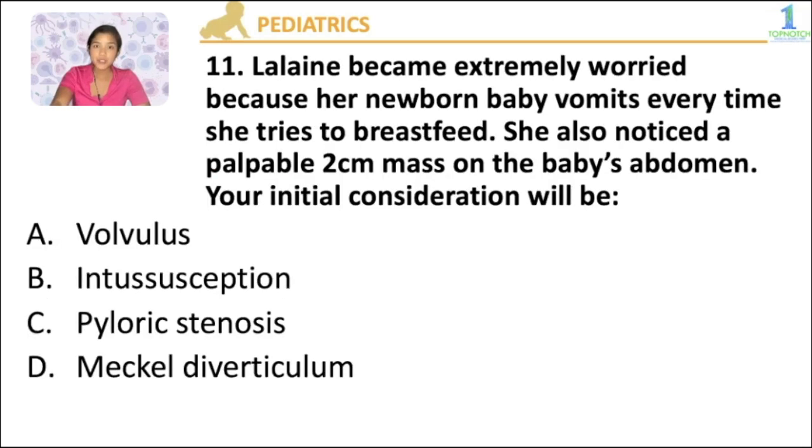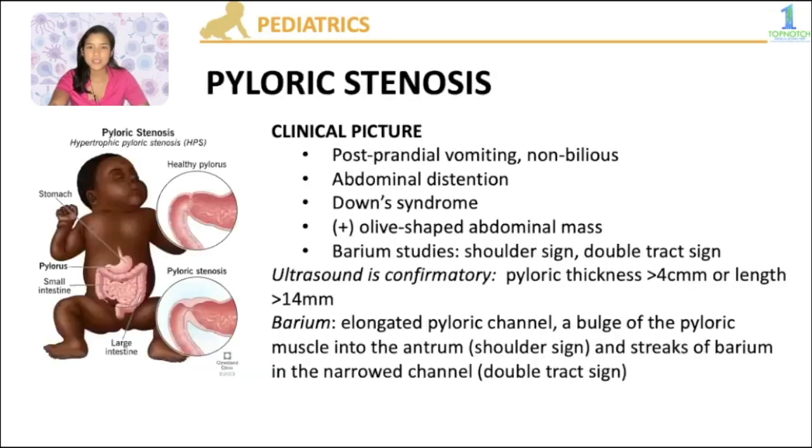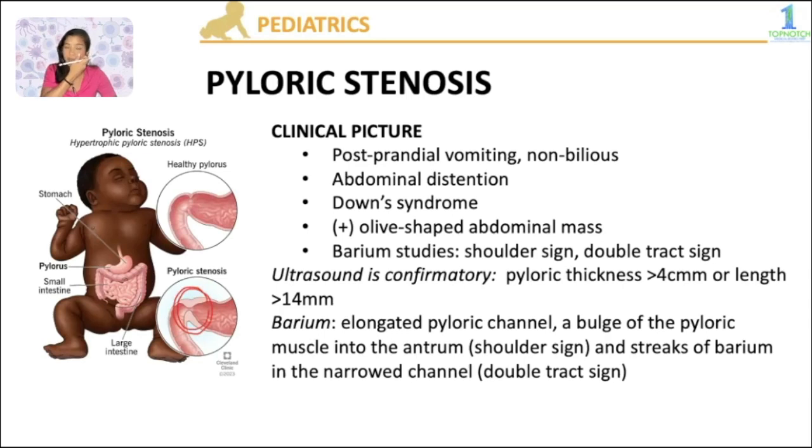So Lalaine became extremely worried because her newborn baby vomits every time she tries to breastfeed. She also noticed a palpable 2-centimeter mass on the baby's abdomen. Your initial consideration will be, so guys, so many buzzwords, this should be automatic already. Letter C, pyloric stenosis. Okay, so remember, postprandial vomiting, abdominal distension, and an olive-shaped abdominal mass, ding, ding, ding, think of your pyloric stenosis. Essentially, you have a hypertrophic pyloric stenosis. So that's the mass that you feel in the abdomen and it's blocking the gastric outlet. Therefore, whenever you feed the baby, the baby just vomits.